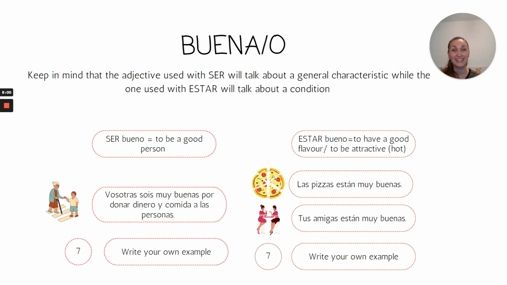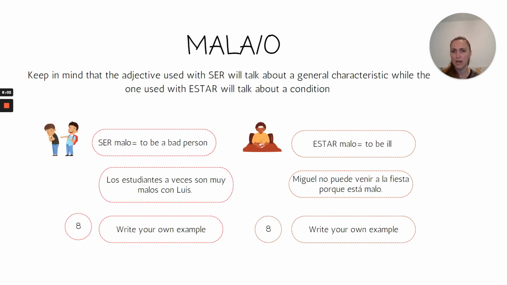Okay, next one. Mala, malo. Ser malo, to be a bad person. Los estudiantes a veces son malos con Luis, son muy malos con Luis. Okay, they behave in a mean way. Estar malo, to be ill. Miguel no puede venir a la fiesta porque está malo. He's feeling sick. Okay, write your own examples. Then let's go with the next one.